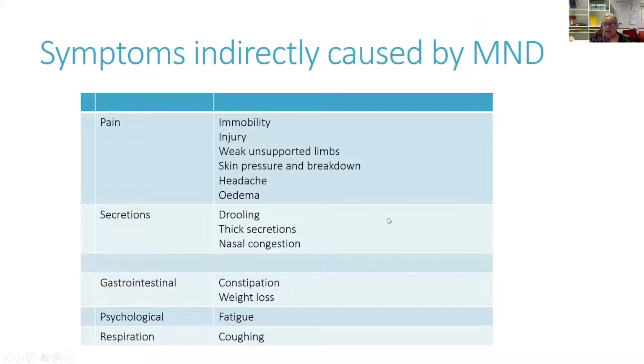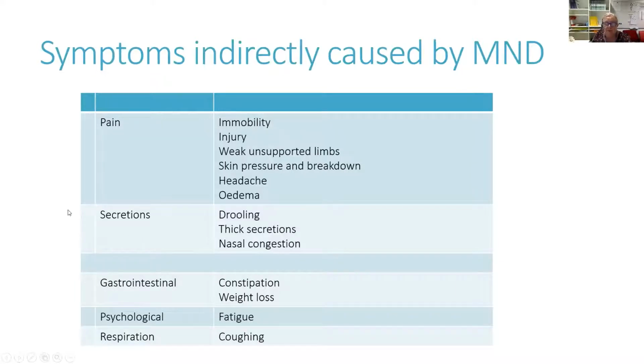But the indirect ones, these are the ones that we concentrate on a lot in regards to management of symptoms, and that includes pain, and pain can be due to a number of different factors that we'll go into. The immobility, just because you can't support your limbs due to the muscle weakness, can also cause some pain, particularly in your shoulders, in that area. Headaches, swelling of your feet or your hands can occur, and that can create pain as well.